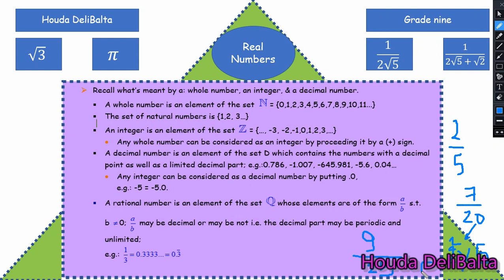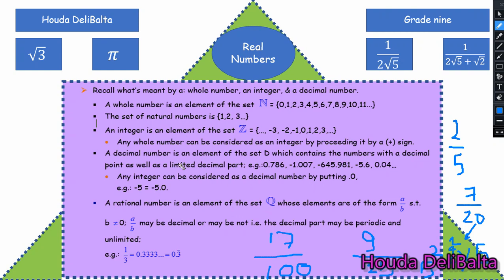25 is 5 squared. So when the denominator contains 5 or 2 or both together, or powers of 5 and 2, or when the denominator is 10 and the powers of 10, for example 17 over 100 and so on, all of these are examples of decimal fractions that when changed into numbers, give a decimal number that's terminated after the decimal point.